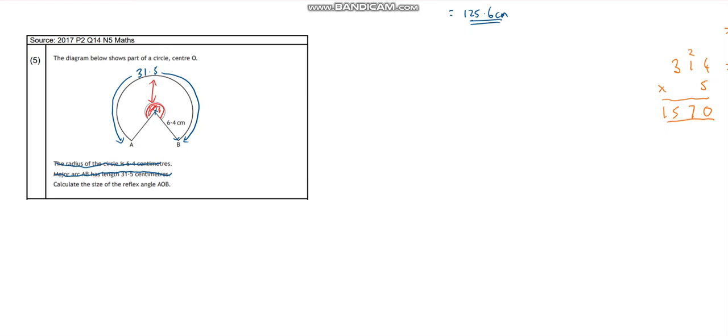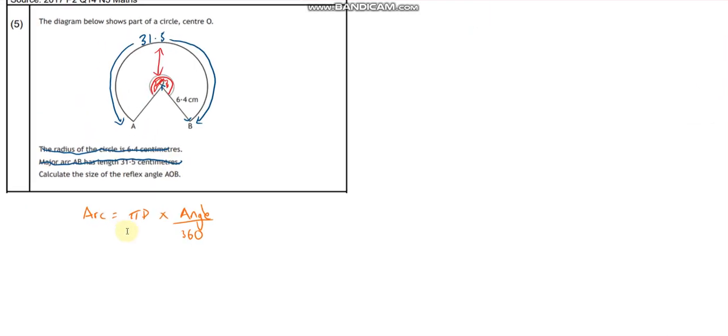So let's fill out our formula then. We're going to say that I've got an arc. So I know that the arc is equal to pi d, which is the circumference of a circle, times by the angle, divided by 360. I'm just going to zoom in a bit. All right, it looks a bit rubbish.